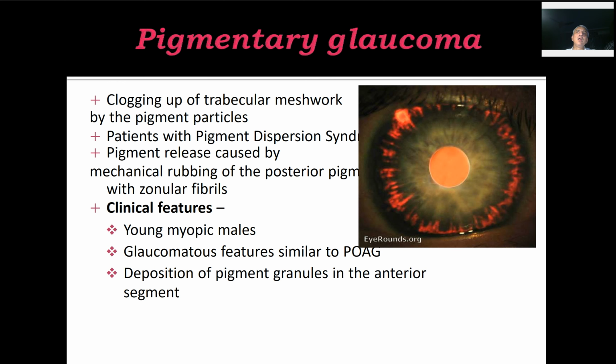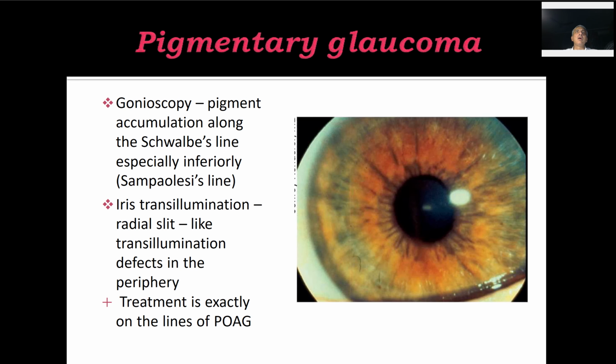Glaucomatous features are similar to primary open-angle glaucoma. You can see deposition of pigment granules on the posterior surface of the cornea in the form of a spindle, which is called a Krukenberg spindle, which is typically seen in these patients. In gonioscopy, pigment accumulation is seen along Schwalbe's line and especially inferiorly, which is called the Sampaolesi line. Iris transillumination, which I've already shown, shows radial slit-like transillumination defects. Treatment is exactly on the lines of primary open-angle glaucoma.